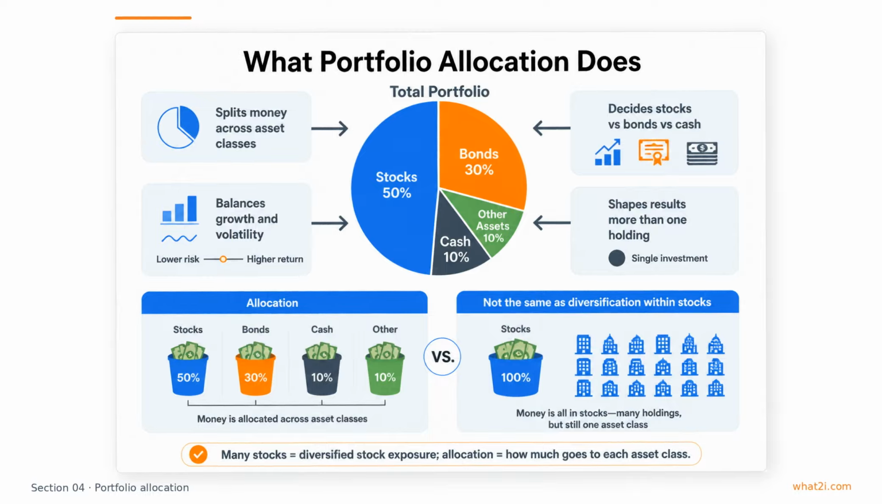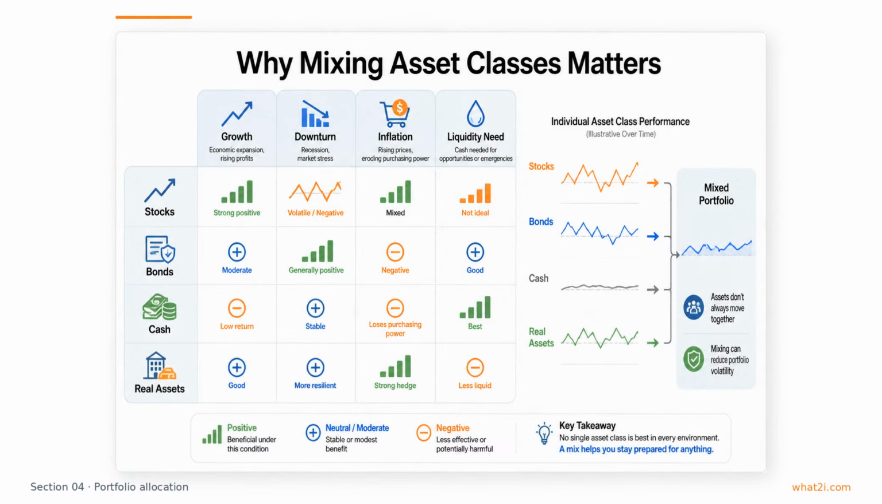Allocation is what sets that bigger balance between growth, stability, liquidity, and risk. Mixing asset classes matters because they tend to respond differently to economic conditions. Stocks may offer stronger growth potential, but they can also fall sharply in downturns. Bonds often provide more stability, especially in periods of weaker growth or falling rates, though not in every environment. Cash offers liquidity and flexibility, but usually with lower return potential. Real assets such as commodities or infrastructure may respond differently to inflation. By combining assets that do not all move the same way, investors can often reduce total portfolio volatility.